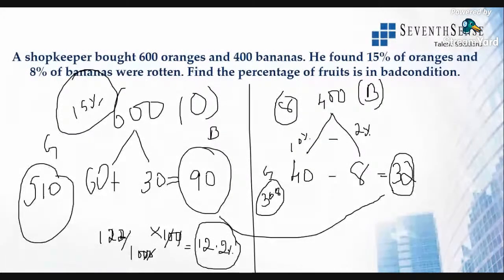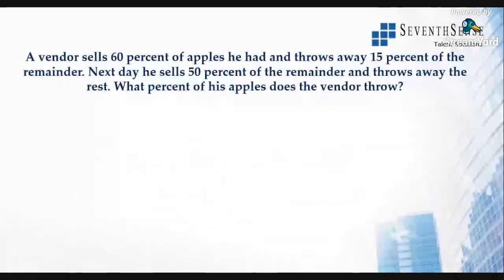All right. We'll go on to the next question. Now this is the question. A vendor sells 60% of apples he had and throws away 15% of the remainder. Next day, he sells 50% of the remainder, which was left out the first day, and throws away the rest. What percentage of the apples does the vendor throw? What percentage of the apples from the original value? That is the meaning of the question.